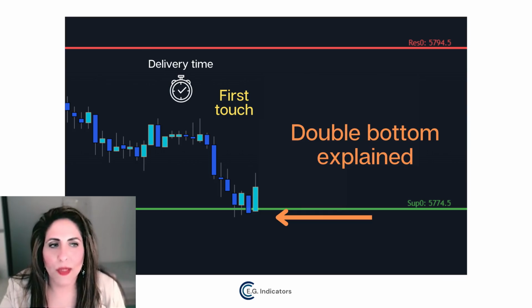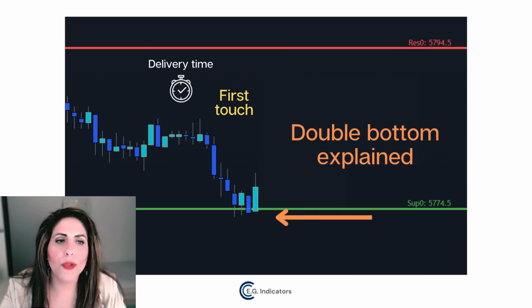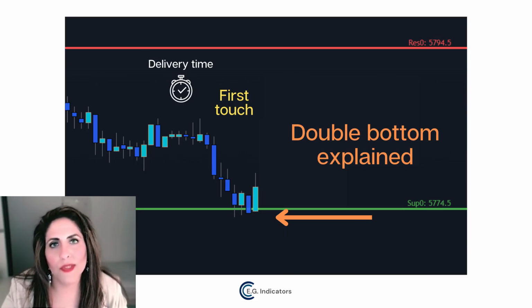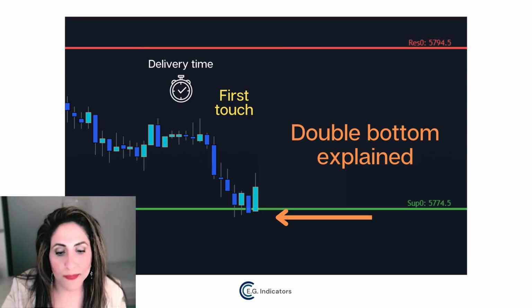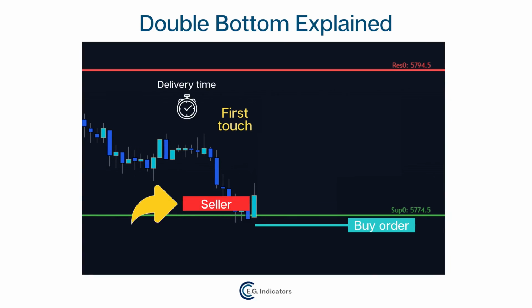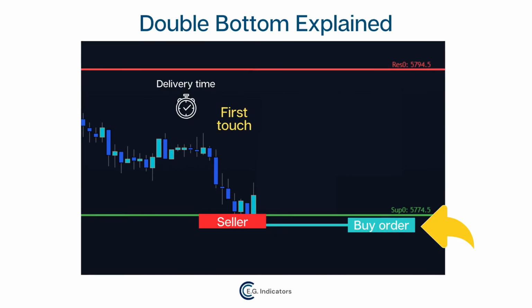Okay, let's explain that, because this is going to be very, very important for you to understand the price action when it comes to significant price levels like ours. So when you place a pending order, guys, there should be a seller on the other side for your order to get filled. So a seller is coming, your order is getting filled.